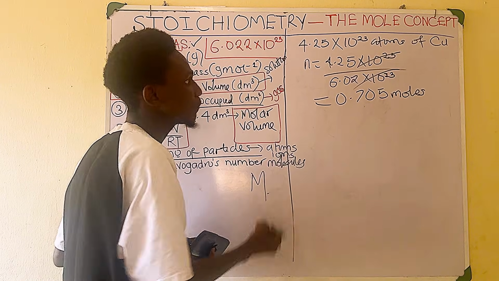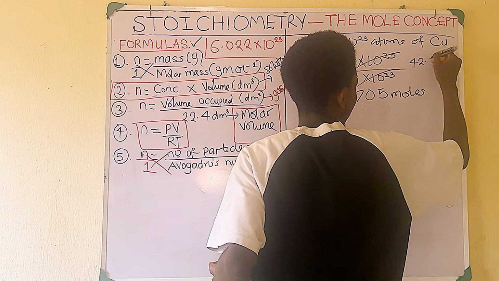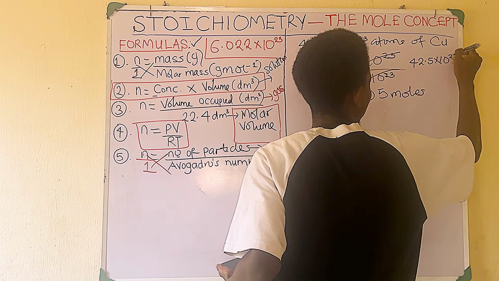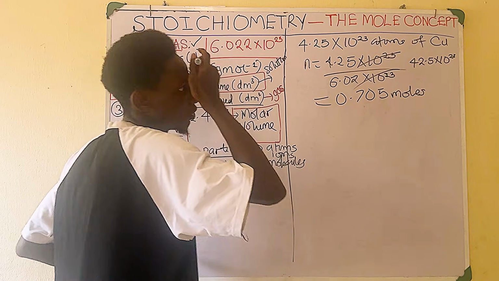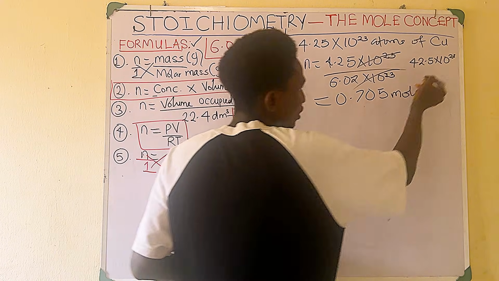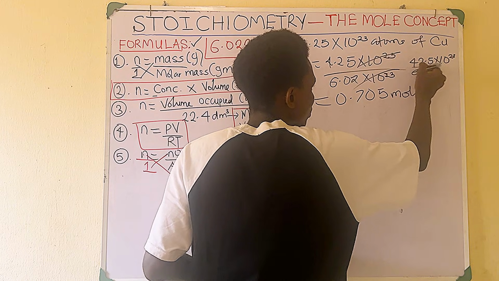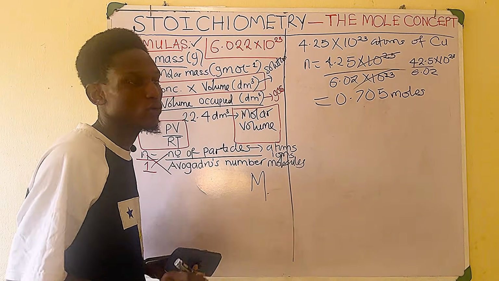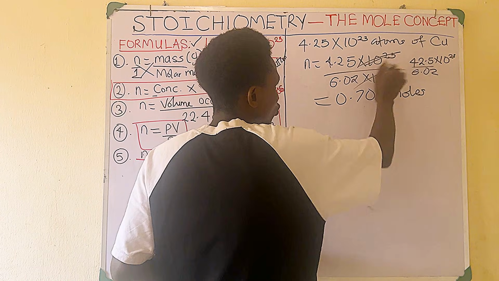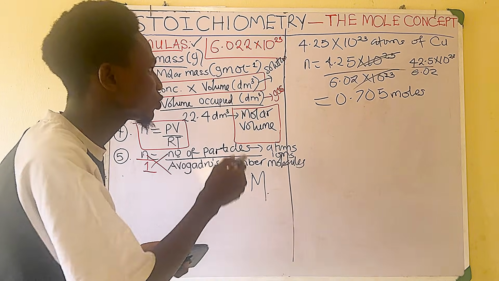Now let me show you something. Imagine they wrote 42.5 times 10 raised to the power 23. I said you should just cancel the 10 raised to the power 23. So you cancel it out and you're left with 42.5 divided by 6.02, and you get your answer. You don't need to stress yourself at all. Make sure you're cancelling this out so you can just solve the other stuff. Hope you get it. Now the next question quickly.